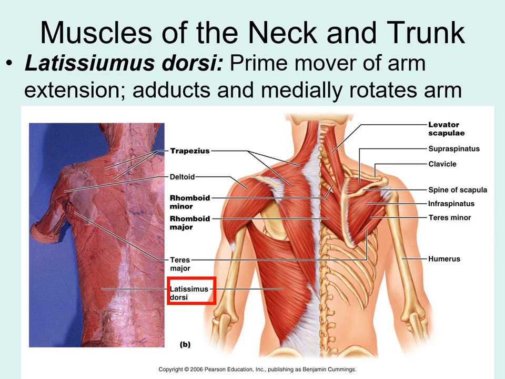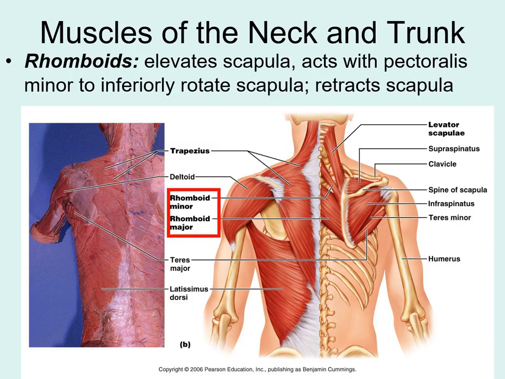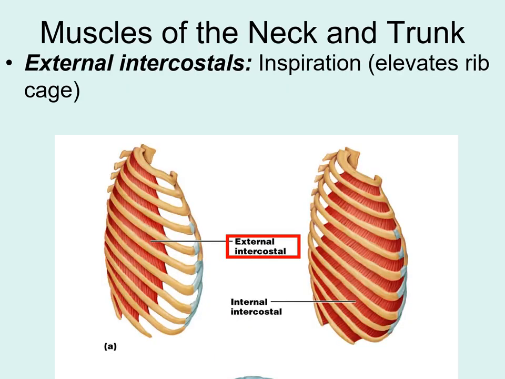The rhomboids will help to elevate the scapula. It's going to work with the pectoralis minor. It helps to retract the scapula. You have the intercostal muscles. You have the external and internal intercostals. The external intercostals are involved with inspiration.